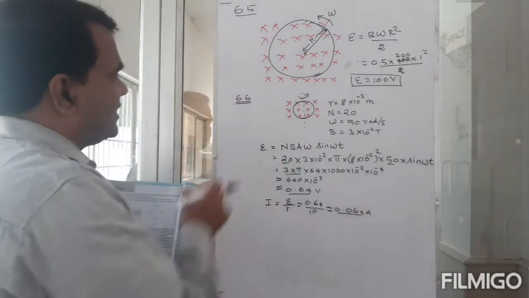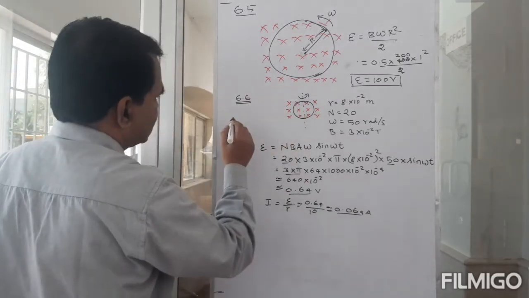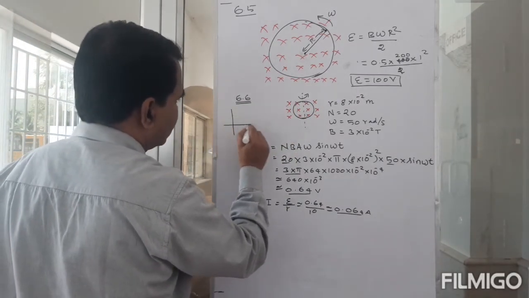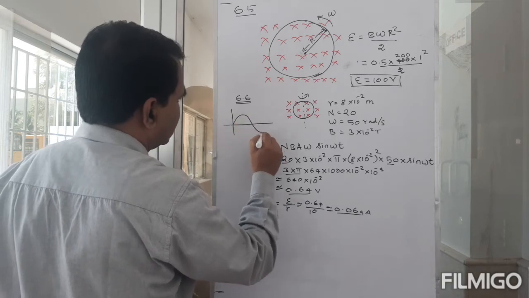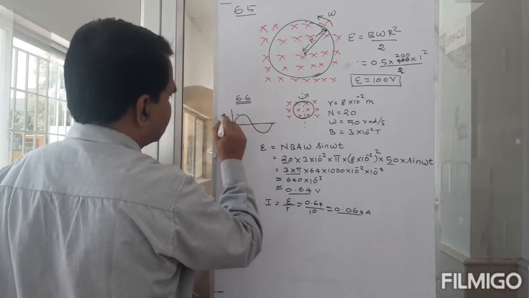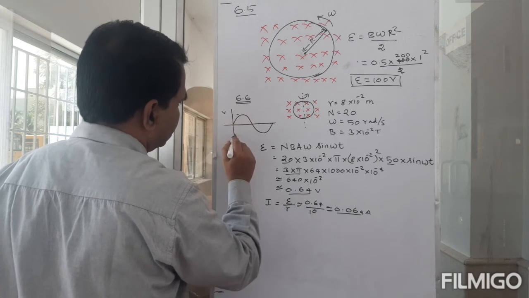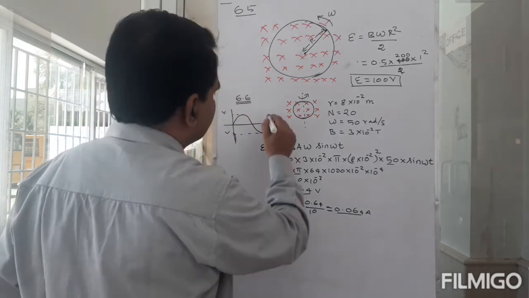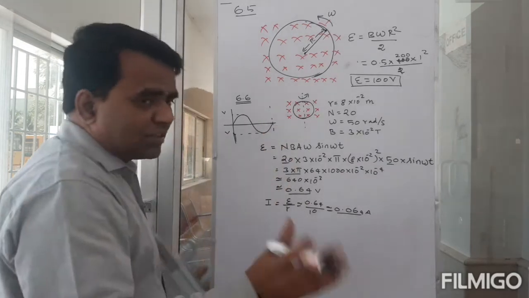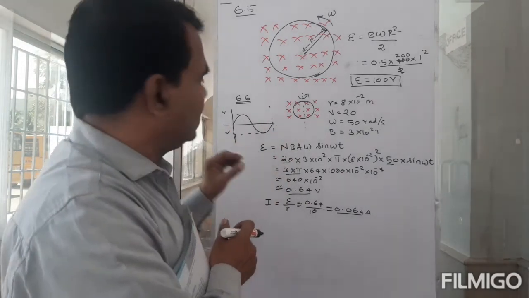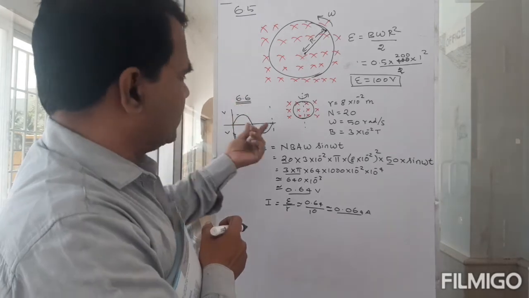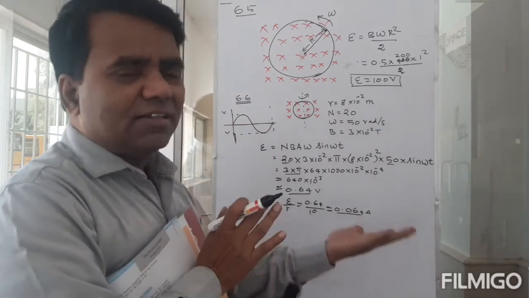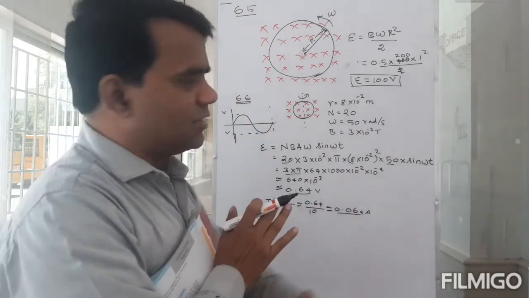And this obviously is AC. So you will have a waveform like this. This is your voltage maximum. This is your minimum. This is for one cycle. But what's the average for one cycle? You know, half of the cycle is positive, half of the cycle is negative. So on the average, it will be 0.